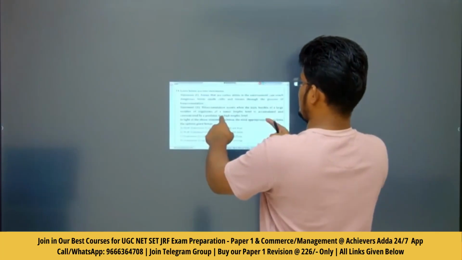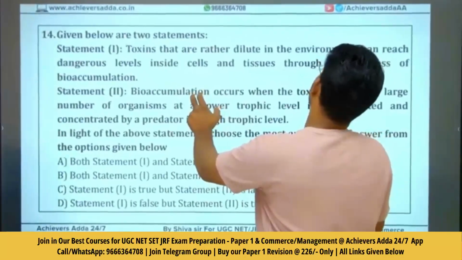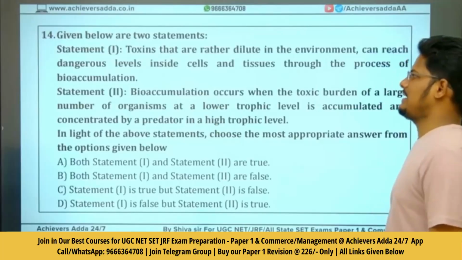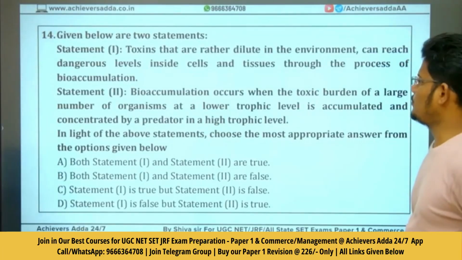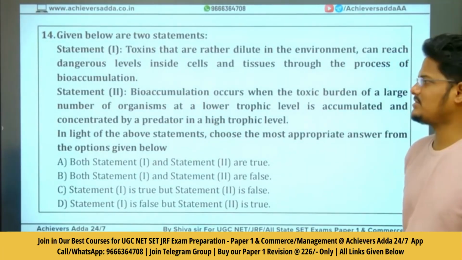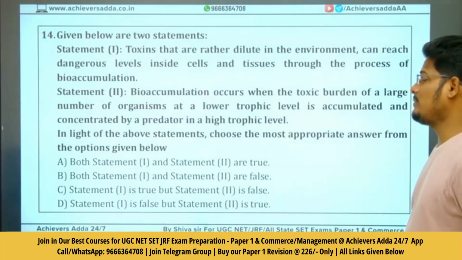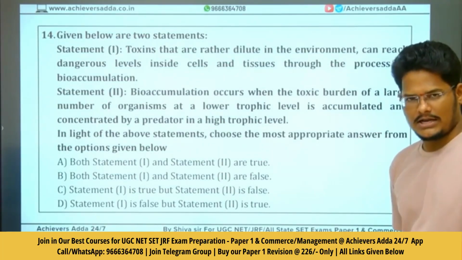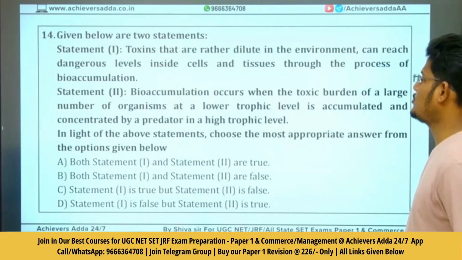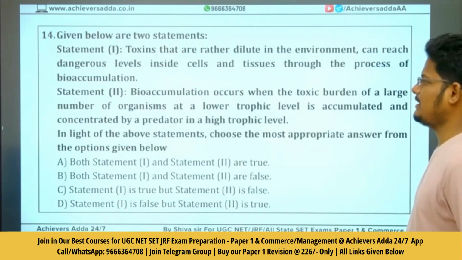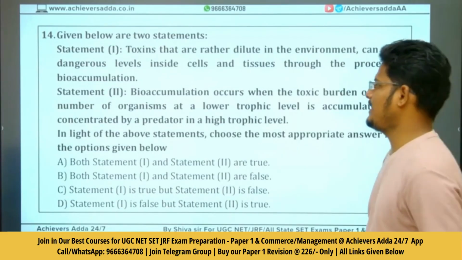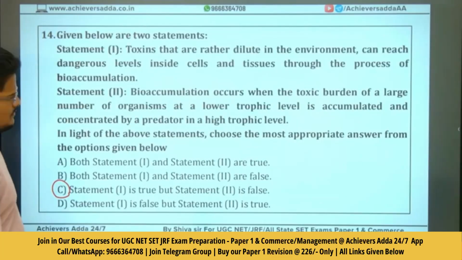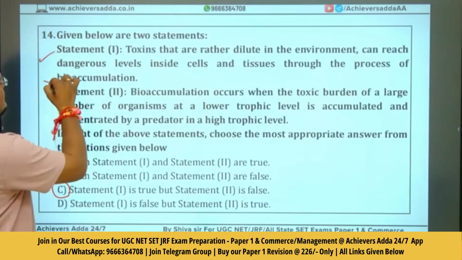Toxins that are rather dilute in the environment can reach dangerous levels inside cells and tissues through the process of bioaccumulation. Bioaccumulation occurs when the toxic burden of a large number of organisms at a lower trophic level is accumulated and concentrated by predators at higher trophic levels. 3 is the correct answer. 1 is true, second is false.